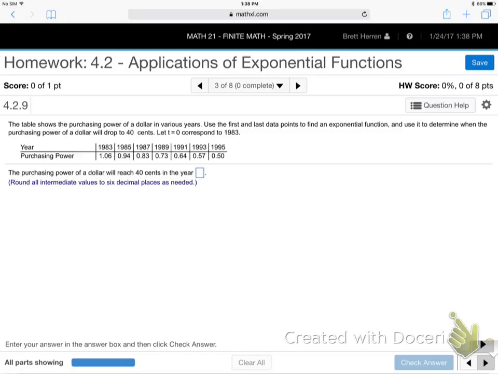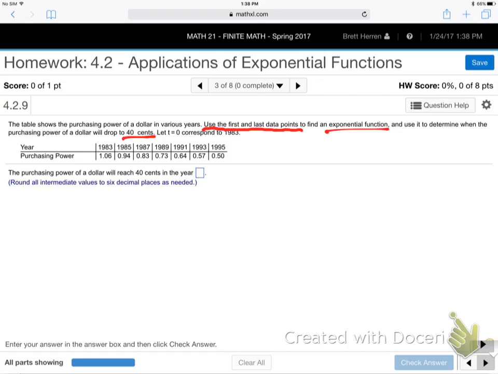Let's start off. This one is a table. The table shows the purchasing power of $1 in various years. Use the first and last data points. That's an important part of the writing. Use the first and the last data points to find an exponential function and use it to determine when the purchasing power of the dollar will drop to 40 cents. You know how the dollar gets weaker and weaker over time, so what $1 buys now, $1 previously would have bought more.